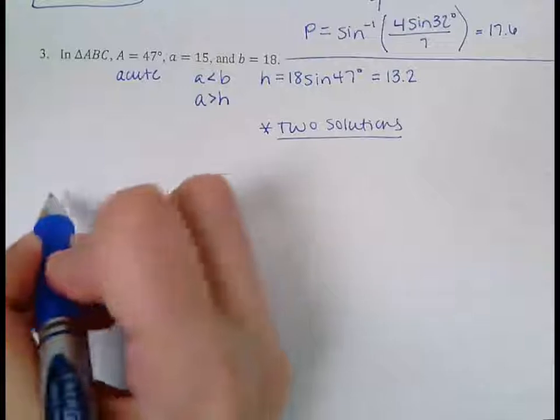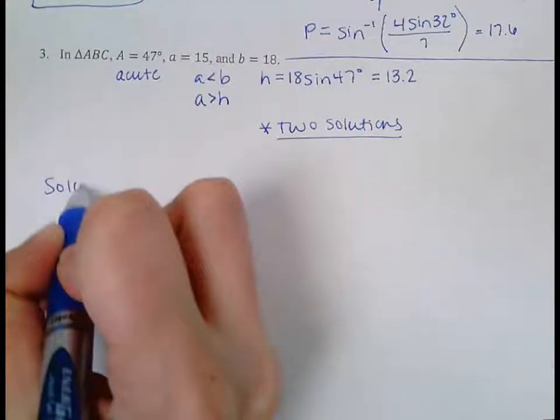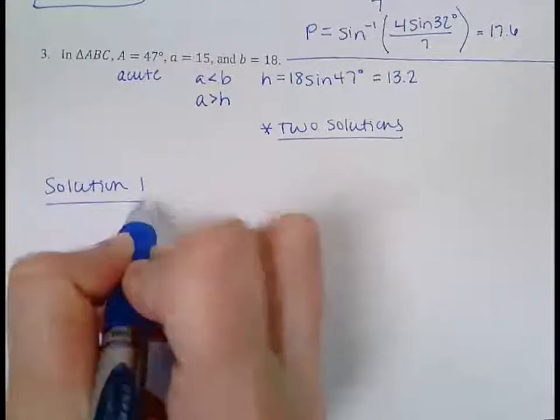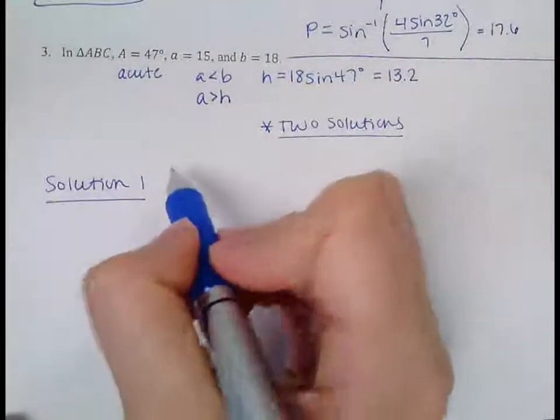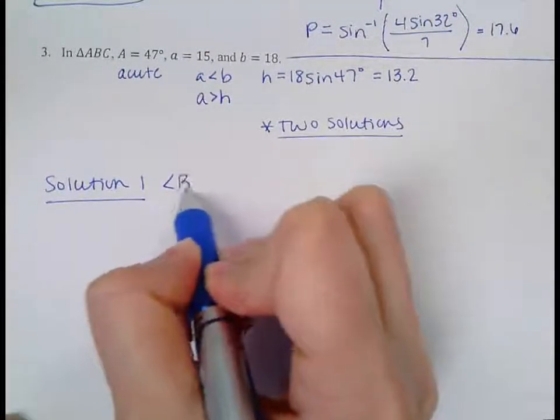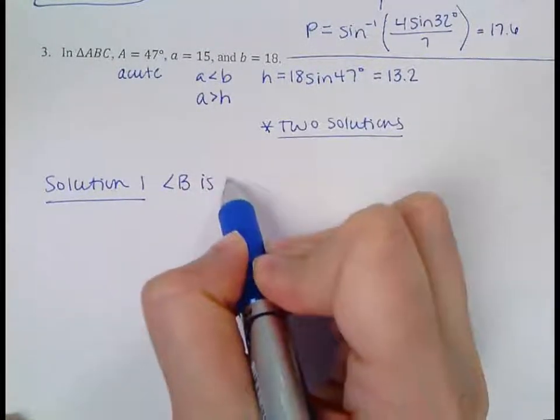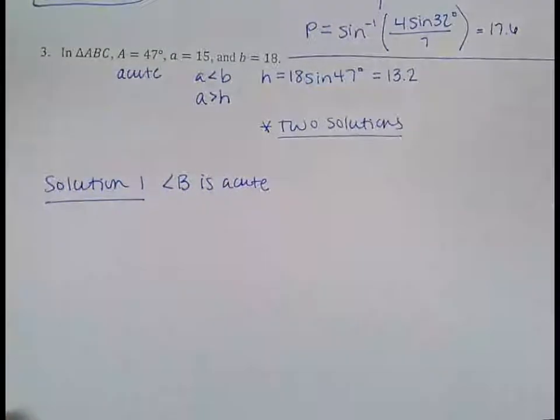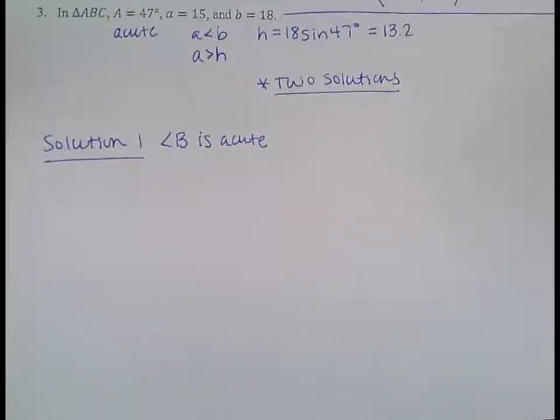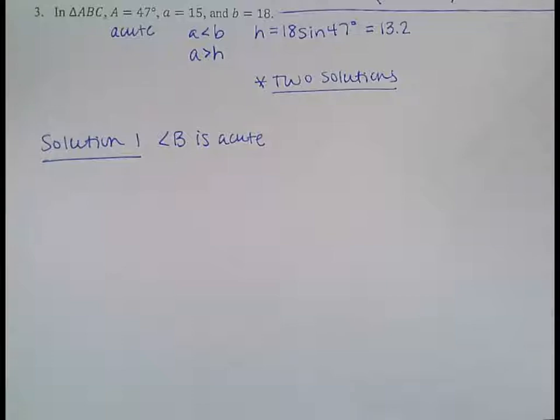So we're going to split these up and find solution 1. Solution 1 will be if angle B is an acute angle. And I did briefly mention that on the front. The 2 different solutions are, one, angle B is acute, the other, angle B is obtuse, because both triangles are possible with the 2 side lengths that we have.